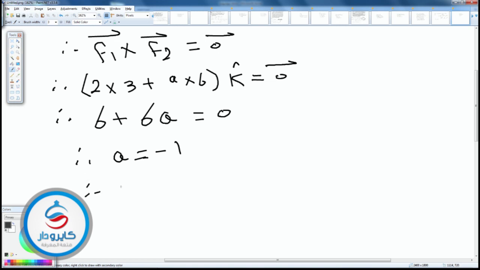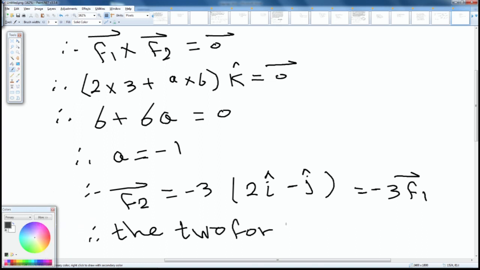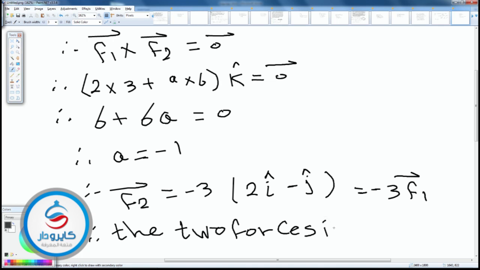Therefore, vector F2 equals negative 3 by 2 in the direction of unit vector i minus 1 in the direction of unit vector j, equals negative 3 by vector F1. Therefore, the two forces are in the opposite direction.